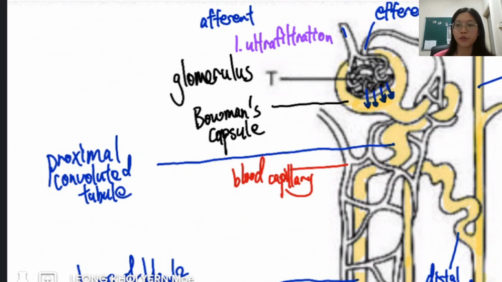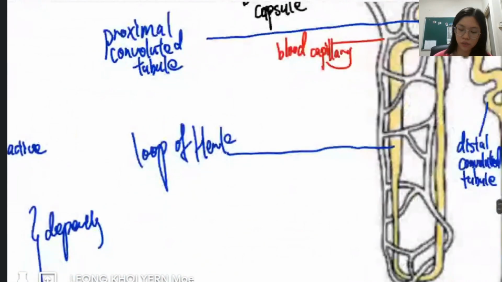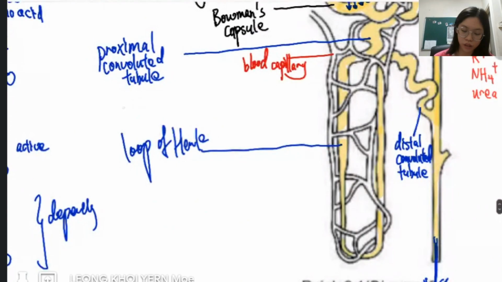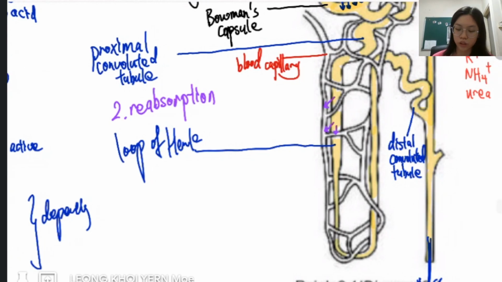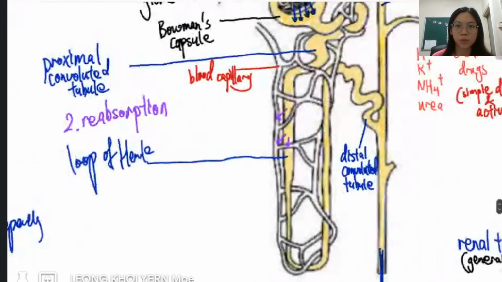Then, followed by this part, a lot of things will be absorbed into your blood capillary network, because not everything will be passed out as urine. Some nutrients and dissolved substances you have to absorb, to regulate your water content. So this is where reabsorption occurs. During the renal tubule, reabsorption will occur.